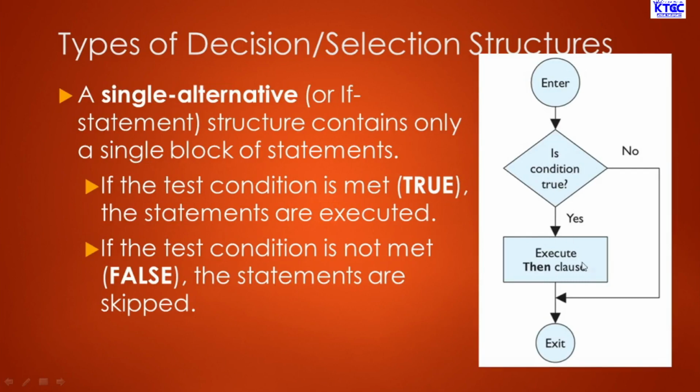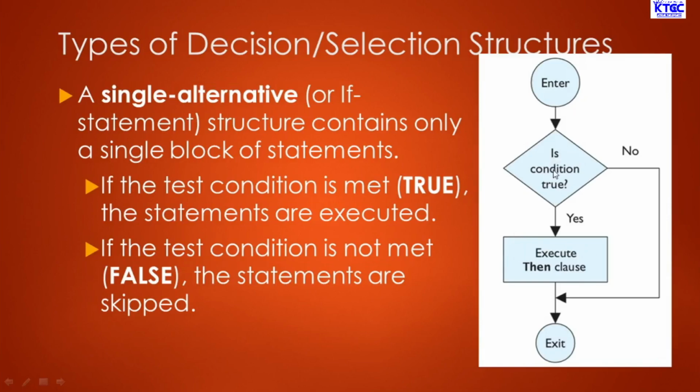If this test condition is true, or is yes, you execute this block. If it is no, you do nothing here, but you only come here and exit. If it is yes, you execute this block and exit at the end of the day, because every program has a starting and an ending. If it is no, then you do nothing. You only come and then exit because you have only one alternative. That is why it is termed single alternative or if statement.